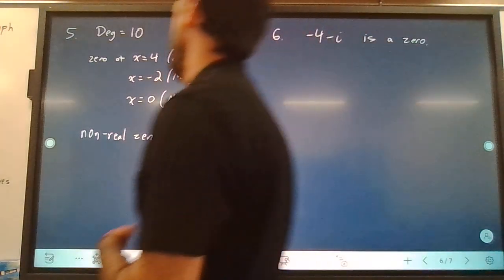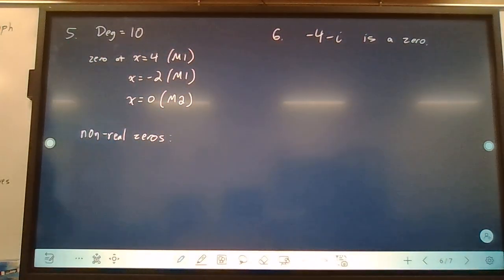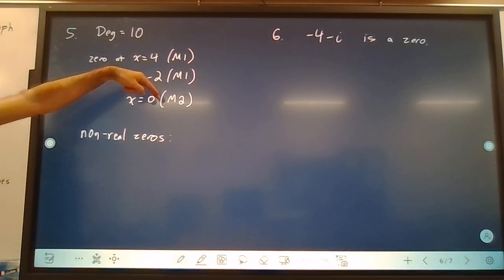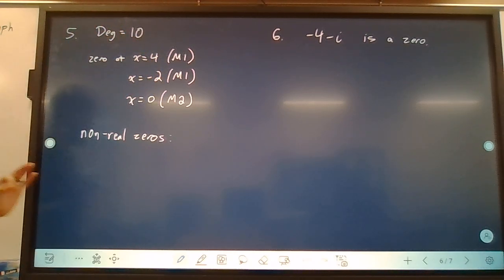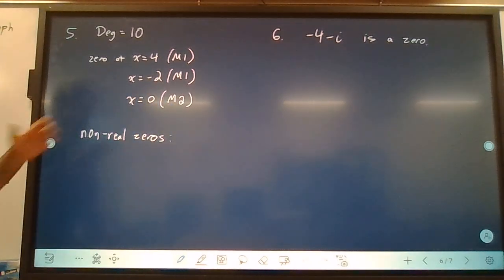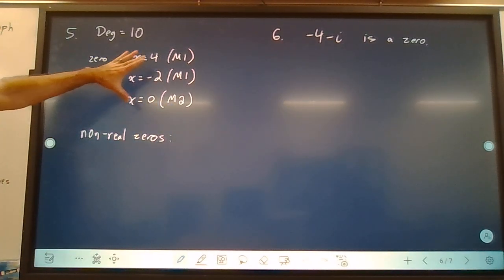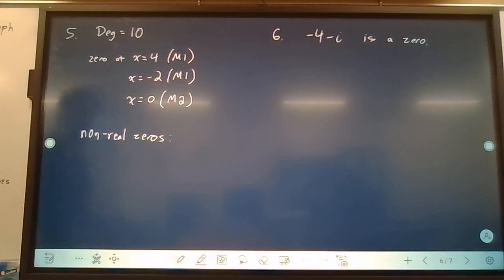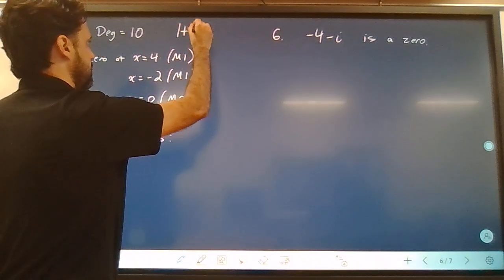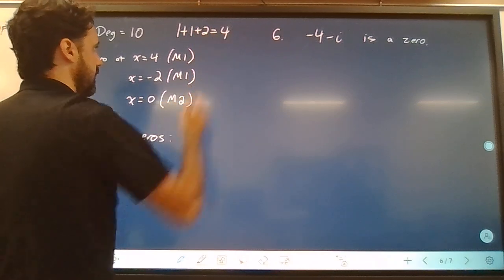All right, number 5, we're told that the degree of a polynomial is 10, and we're given 3 of what's called the real zeros. These are the only real zeros on the graph. Now, what's supposed to happen is our multiplicities are supposed to add up to the degree unless there's imaginary zeros or non-real zeros. So the multiplicities only add up to 4 here, right? So it's supposed to add up to 10, but it added up to 4. So 1 plus 1 plus 2 is 4.